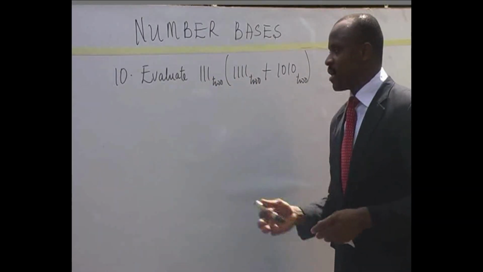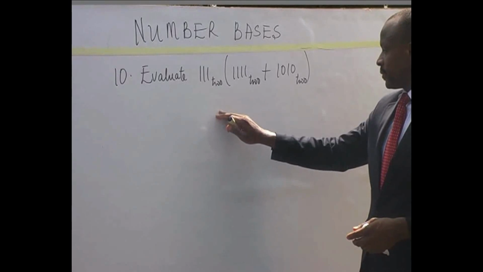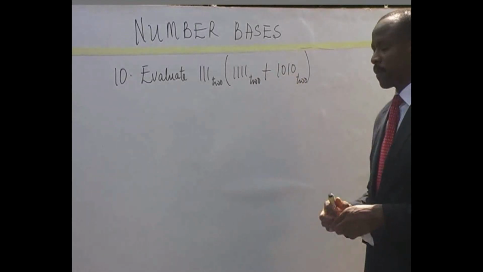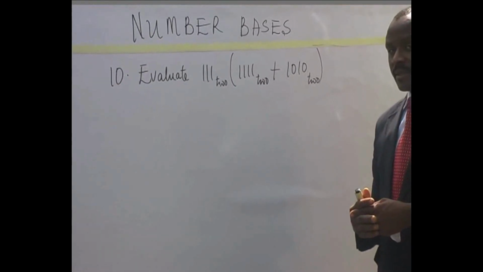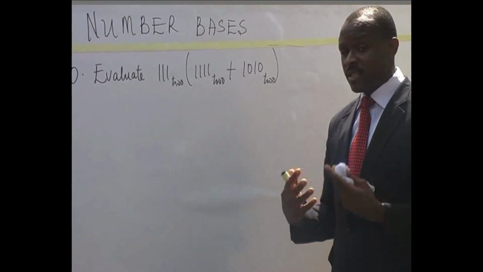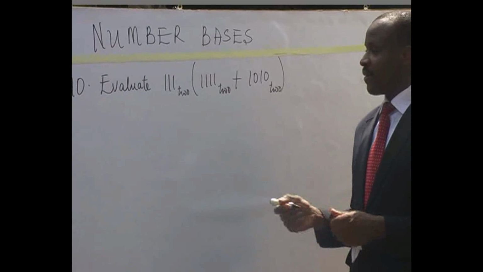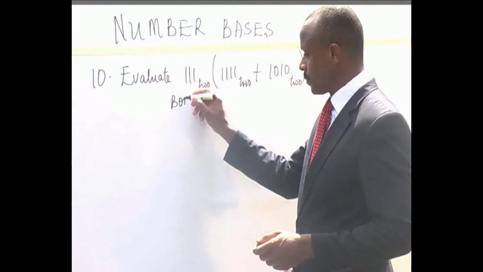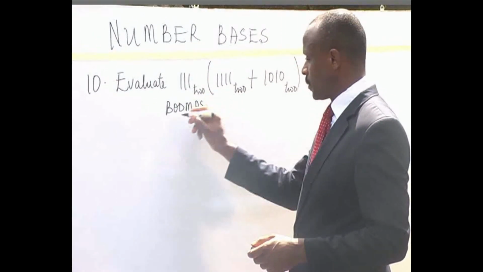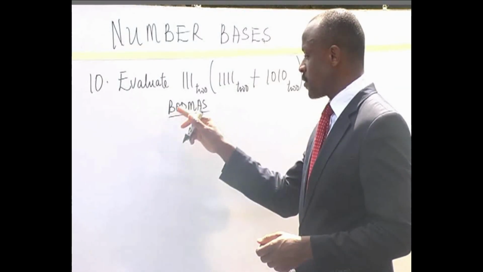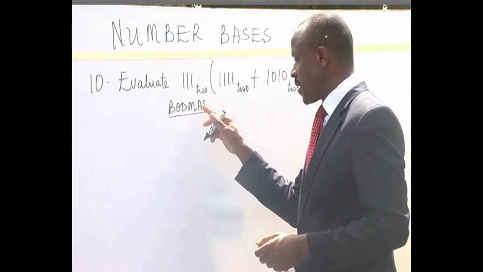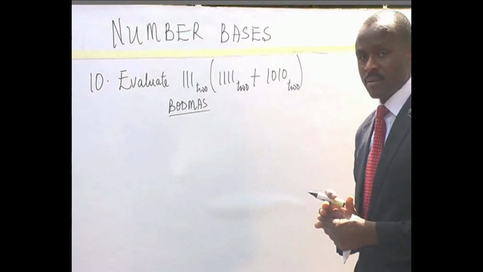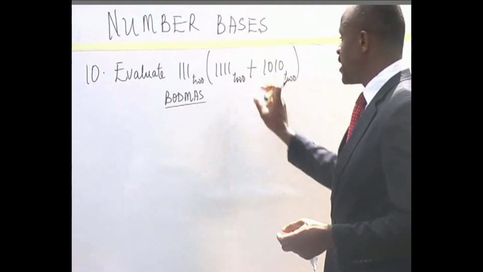Look at the concept we have now. They say we should evaluate this base 2 into the bracket of this in base 2 plus this in base 2. Remember that whenever you are doing this, whether it's in base 2 or in any other base, respect the principle of BODMAS. BODMAS simply means you do the bracket first, before the of, division, multiplication, addition, and subtraction. So we are going to deal with what we have inside the bracket first.